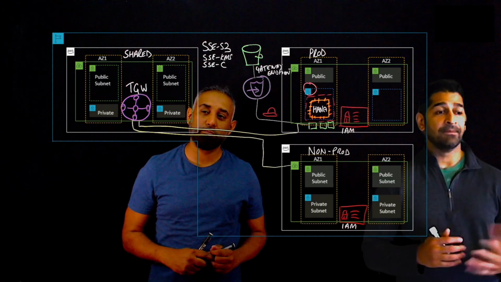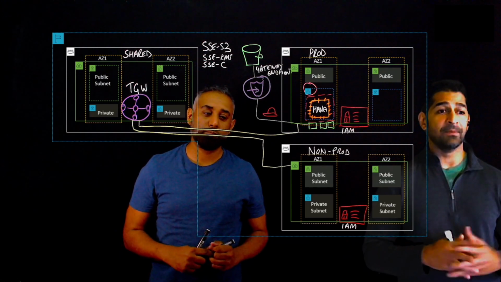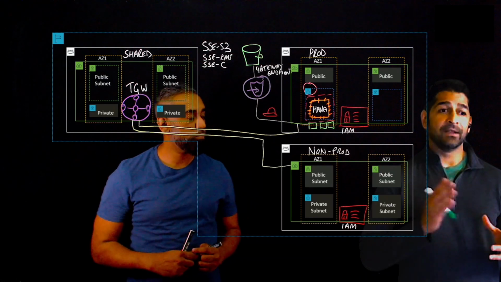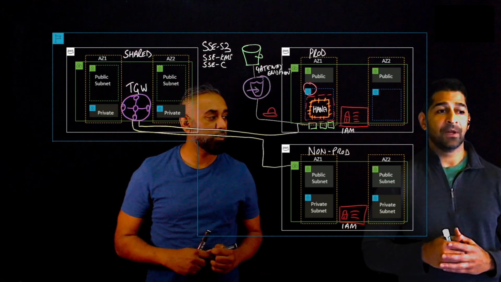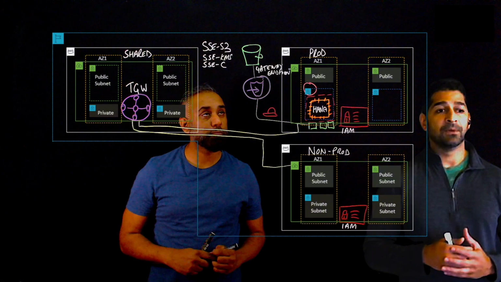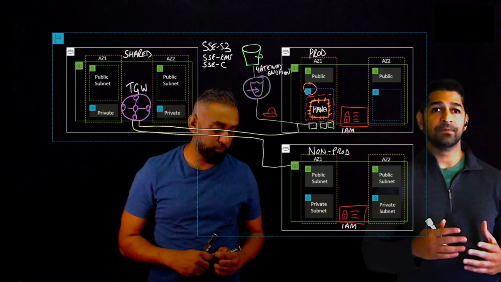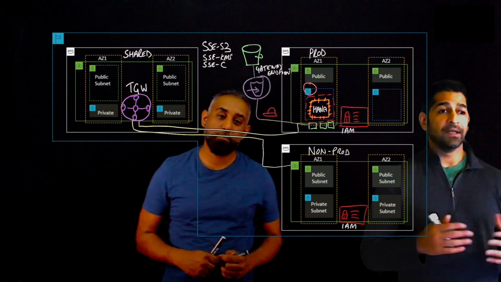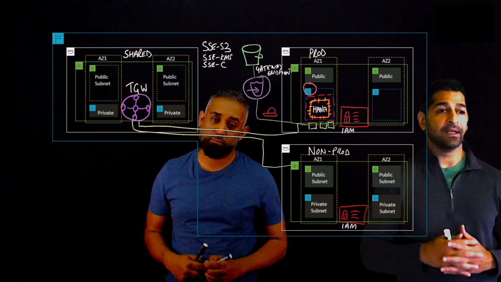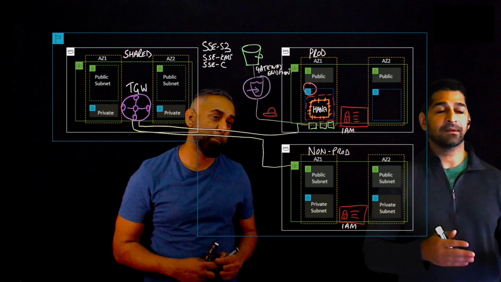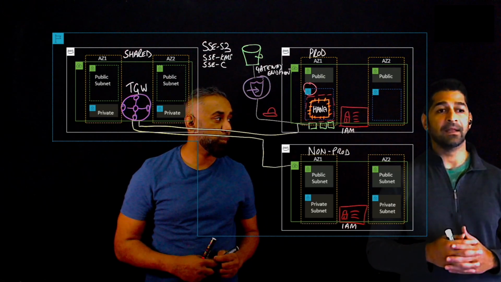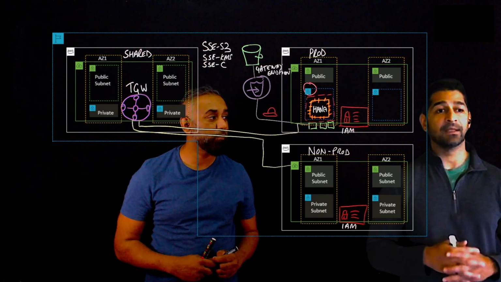So great, we got that all plumbed up. Now our prod can talk to shared services, but what about end users? In this scenario, let's say we have a corporate data center with thousands of users trying to hit this SAP system. How do we bring that in so that they can hit the production SAP systems?